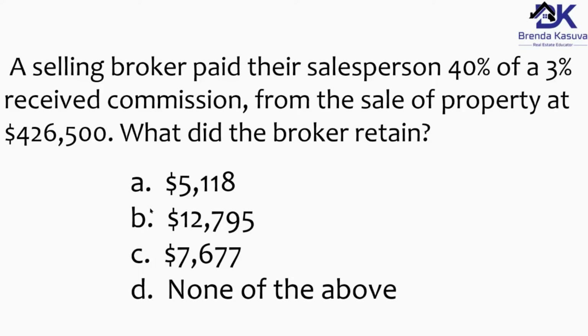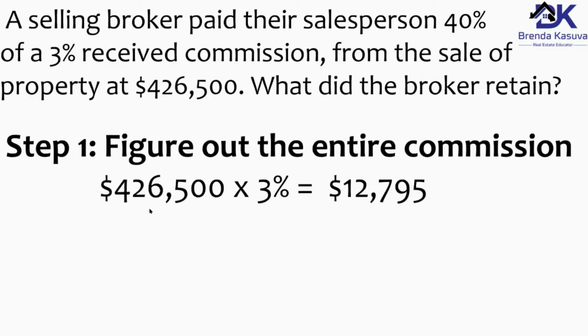So this is going to be almost like 3 parts. We first find out what is the entire commission received. In the question, we are told 3% of the sales price, the $426,500 times 3%, that's the number I got.